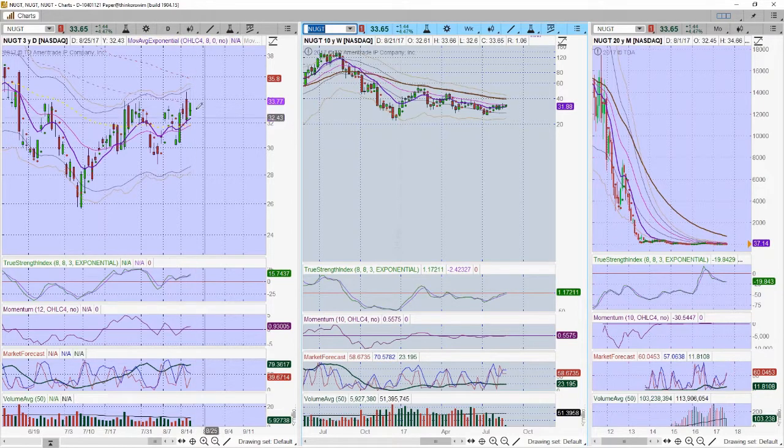So I'll be waiting for the pullback into the moving averages. It's moving back above the 50 here, which is very good. So we have a really nice level of demarcation there to trade off of moving forward.